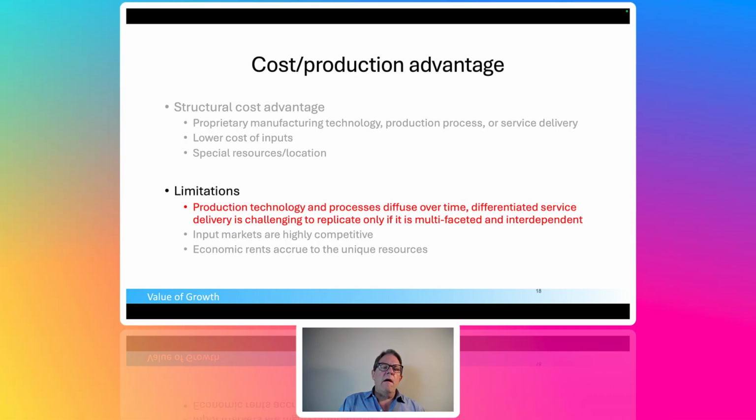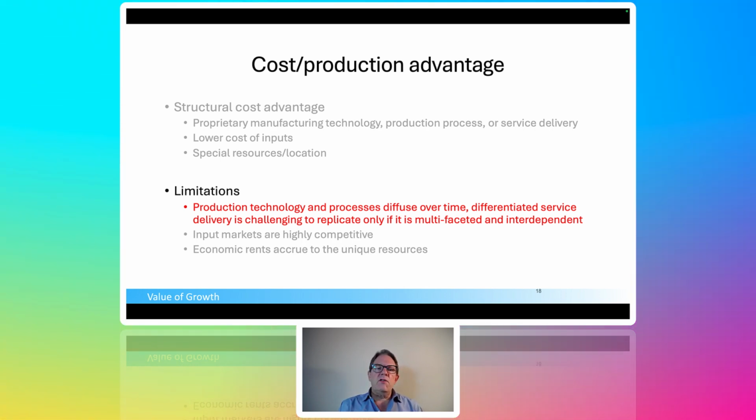That's the key. All right, so here are some of the limitations, however, on a cost or production advantage. And that is that the production technology or processes diffuse over time. What does that mean, diffuse? Your competitors find out. And it's pretty simple because if you have key engineers, you have key managers, they're going to get hired away. If you have some special process that you do, guess what? That's going to leak. Other people are going to figure it out. If you have access to special resources, guess what? Those special resources are going to try to find additional customers.